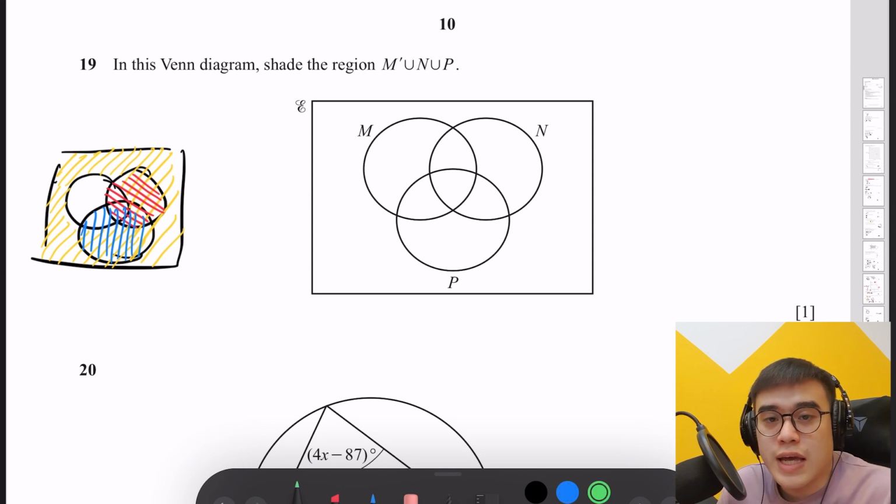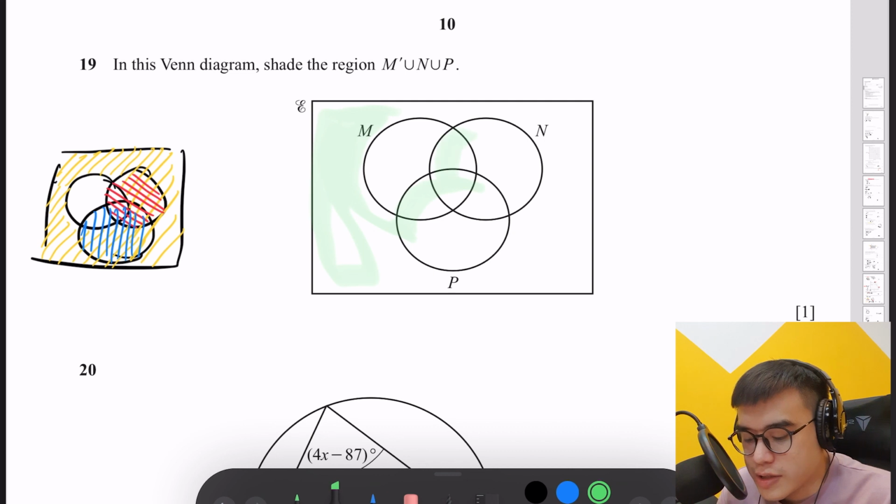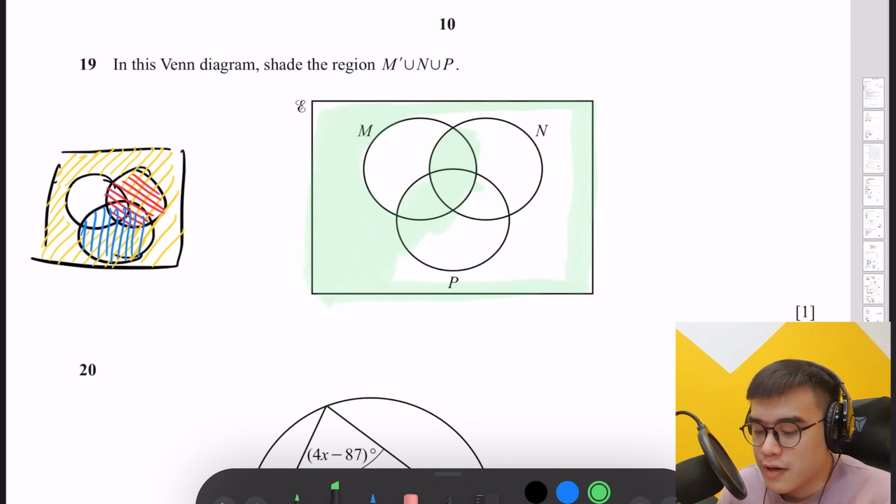So because it is involving union, which means all of the parts I have to add them up. So the entire shaded region will be this that I colored in green, or you guys call it turquoise. Okay, so this will be the final answer for question 19.